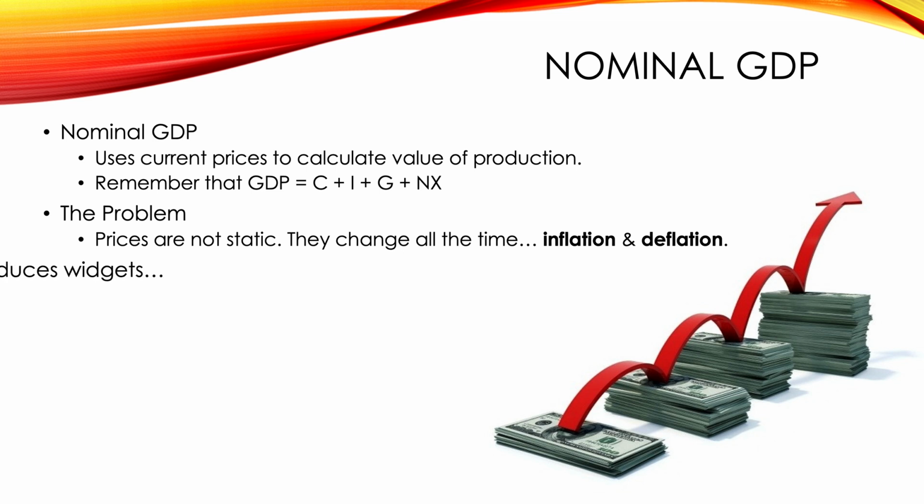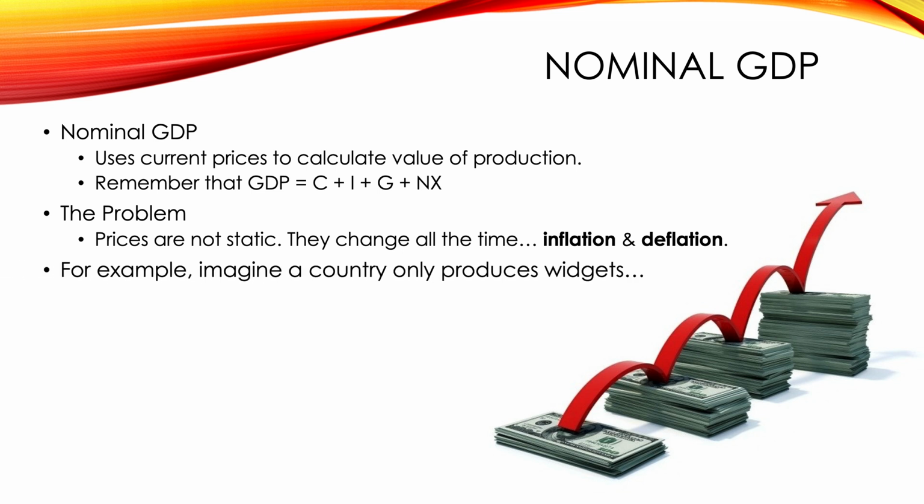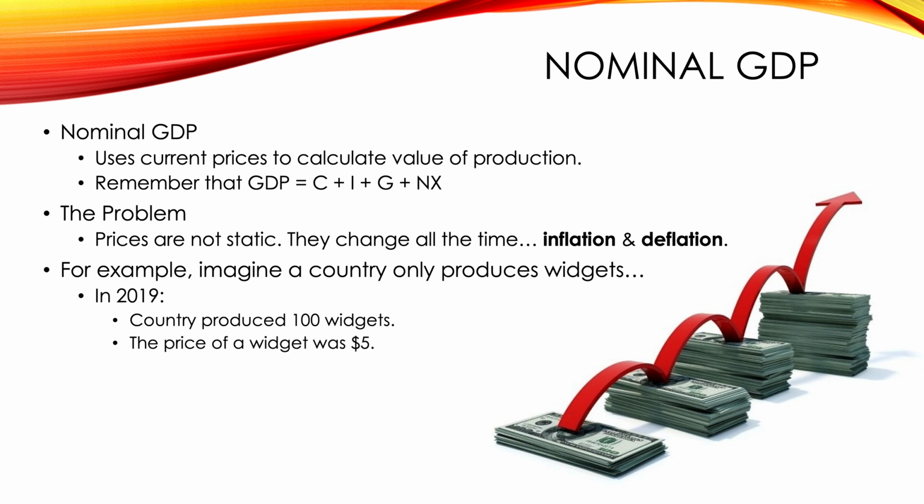Because prices are rising and falling, that makes it really tricky to measure production over time using nominal GDP. So to make this a little bit clearer, we're going to imagine that instead of C plus I plus G plus NX, a country only produces one thing, and what else would it be but widgets. So here we go. In 2019, let's imagine that a country produced 100 widgets. We're also going to imagine that the price of a widget is $5. So again, we don't have to mess with all these different letters. We just have one thing, widgets, and we're calculating the dollar value of widgets produced.